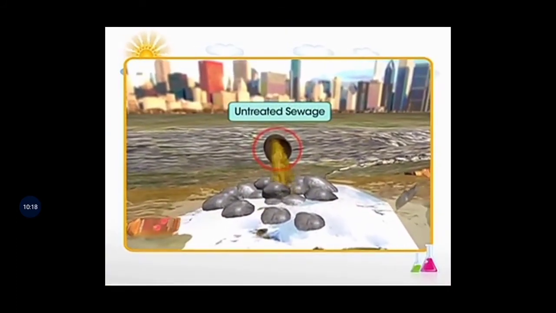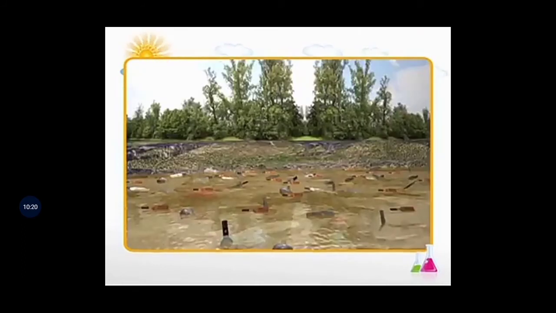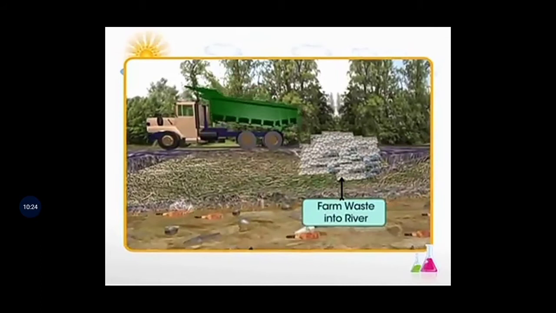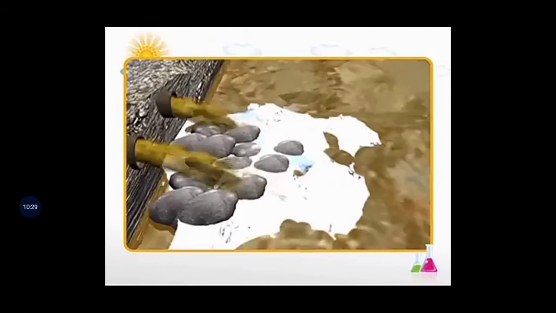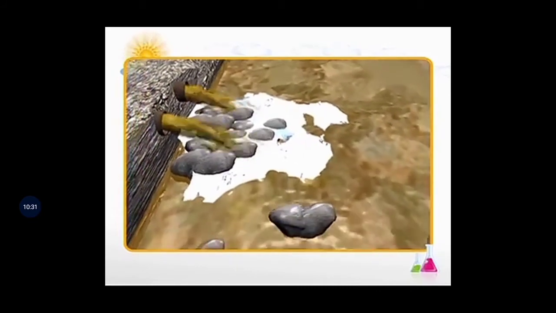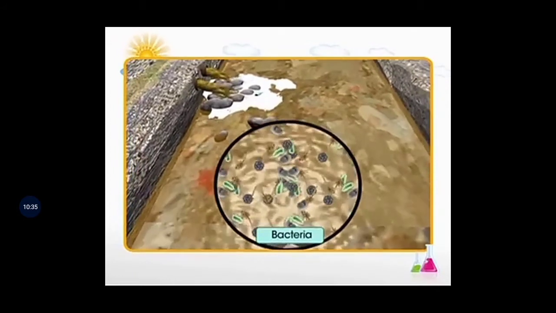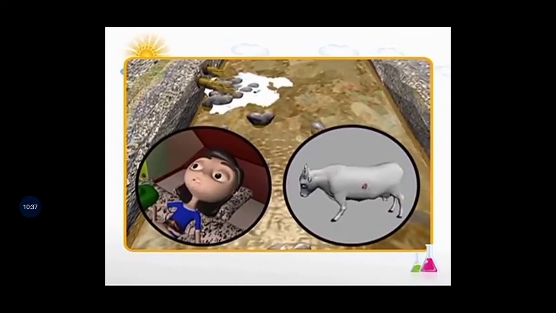Sewage is the household and municipal waste of a particular area. A large amount of untreated sewage and farm waste is dumped into rivers and seas every day. The untreated sewage, which contains pathogenic bacteria, when added to water, causes diseases to humans and animals.